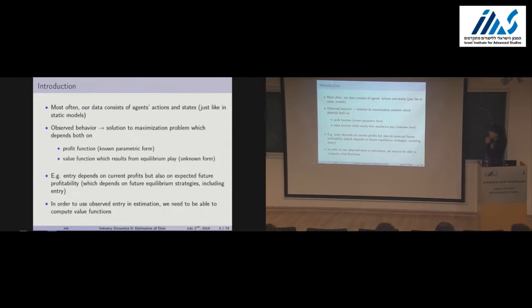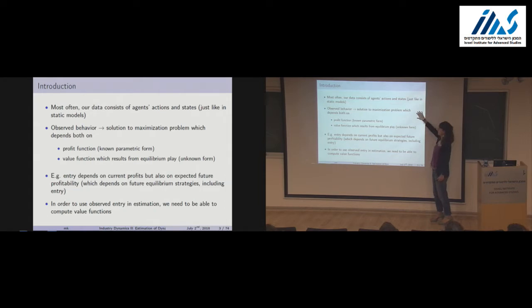So what is the data that we have to estimate these parameters? Most often, our data is basically going to have firms' actions and the states. So I'm going to know that at this particular state, you chose to enter. At this particular state, you invested $100 million, and so on and so forth. And we're going to use the different actions that firms are taking at different states and try to estimate the underlying dynamic parameters like entry costs, exit costs, and so on.